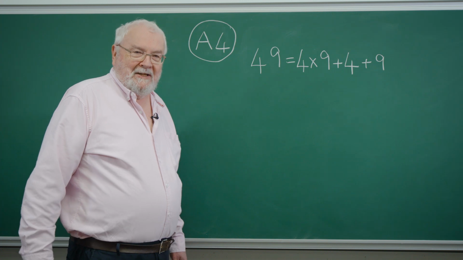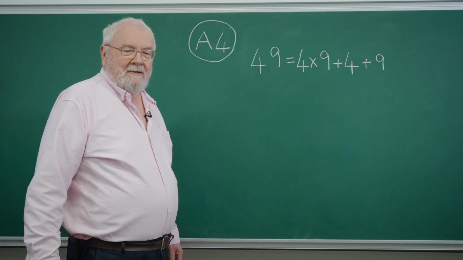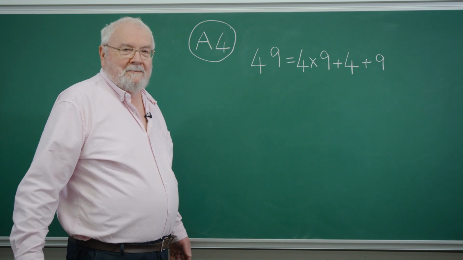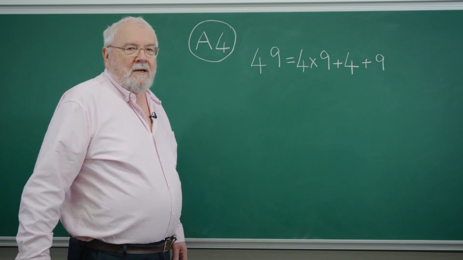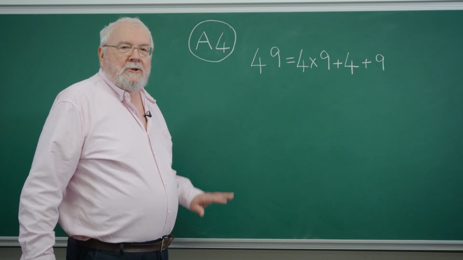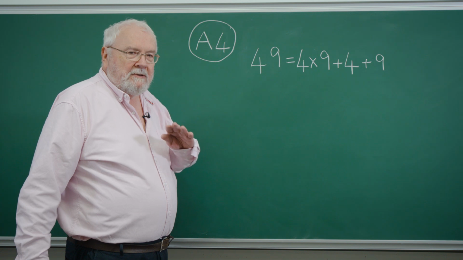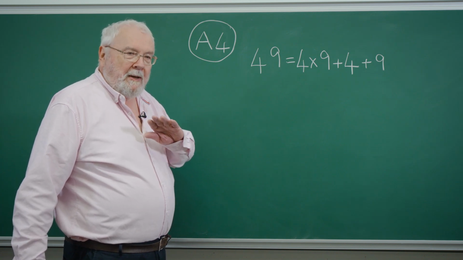So this question begins with the observation that 49 is 4 times 9 plus 4 plus 9. You can see a pattern there. And you're asked to understand if there are any other two-digit numbers which have the same pattern. So we have to be careful to clarify what we mean by the pattern.